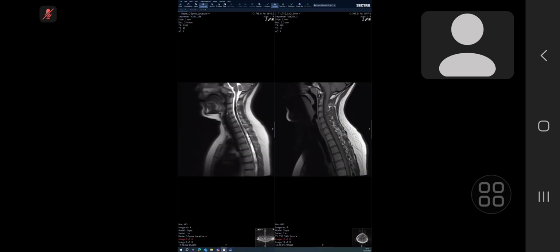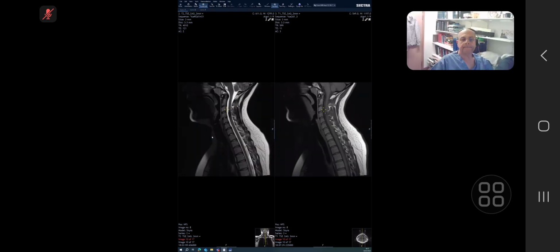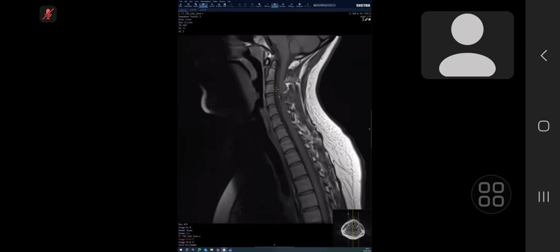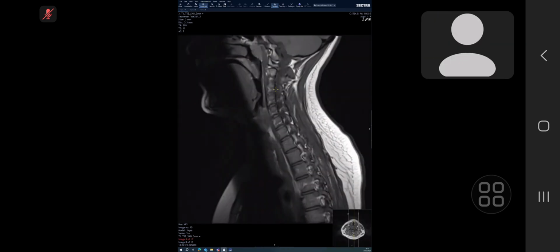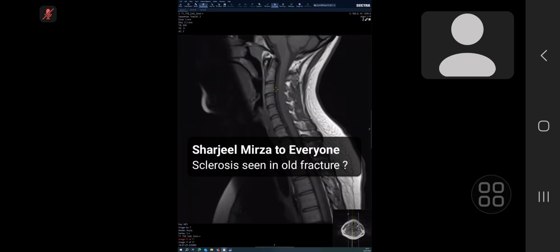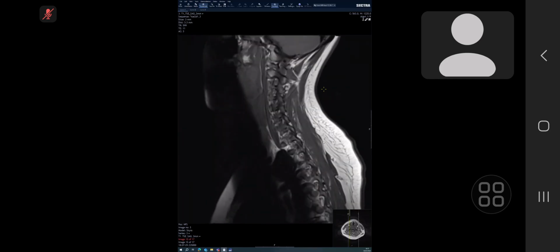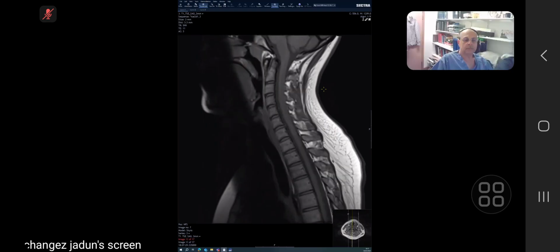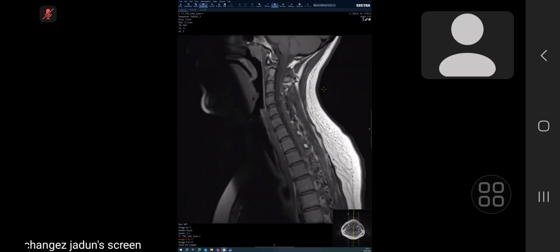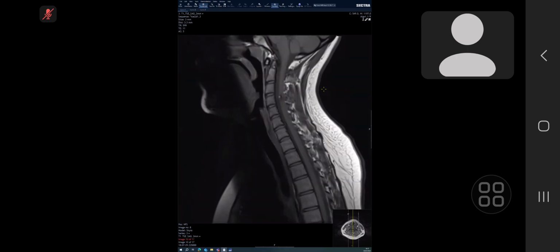So these are T1 and T2 separated of this patient. Here on the T1 weighted images, I can see a small, possibly a small lesion there in the upper portion of the cervical cord at the C4 vertebral level with a tiny T1 hyperintense focus within it.